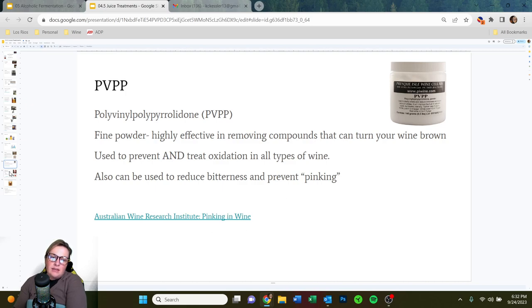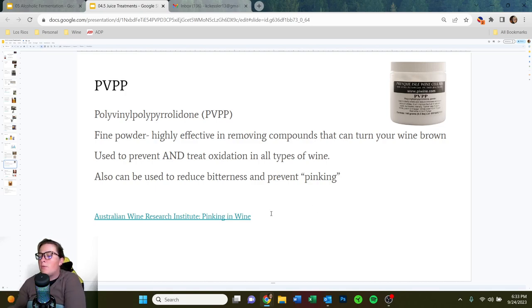So pinking is a phenomenon that you can read about here from the Australian Wine Research Institute. It's something that's found in Pinot Gris, which is one of the grapes to do it. And what's happening is these compounds are coming out to play after the juice is pressed. So the juice might look like it's clear and it's a perfectly white wine, and over time, it starts to develop a pink hue. So PVPP will help remove those compounds that create that phenomenon in the wine. So that's why that is highly valued.